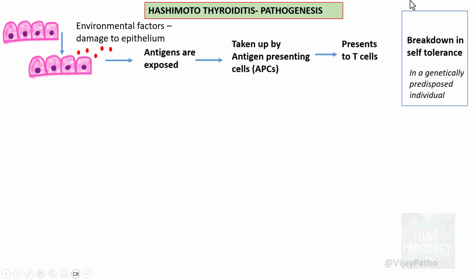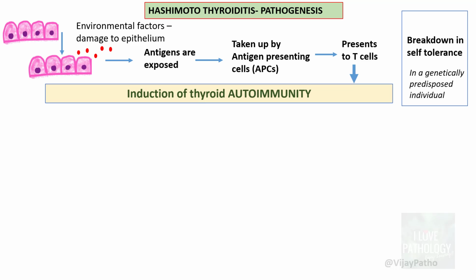And that results in breakdown of self-tolerance because these antigens are now seen as foreign antigens by our own body, by our own immune cells in a genetically predisposed individual, right? That is very, very important. Even if you are genetically predisposed, unless and until the antigens are exposed, there is no autoimmunity. Once they are exposed, that results in induction of thyroid autoimmunity. Now let's see what really happens here.